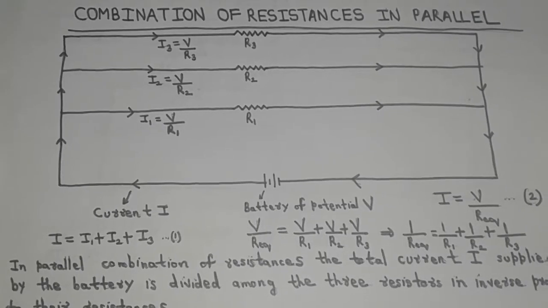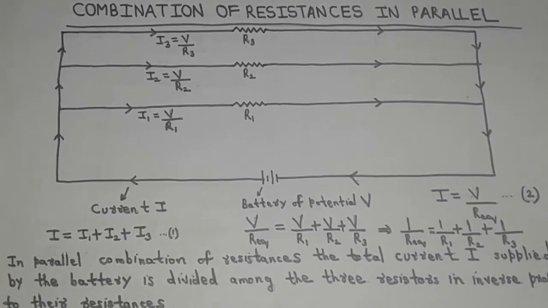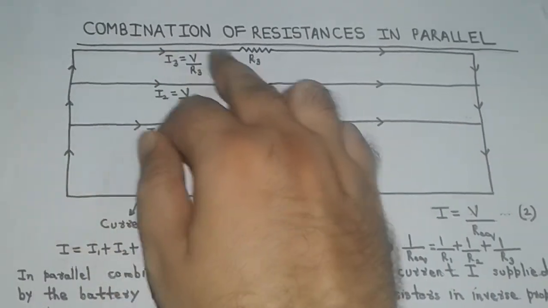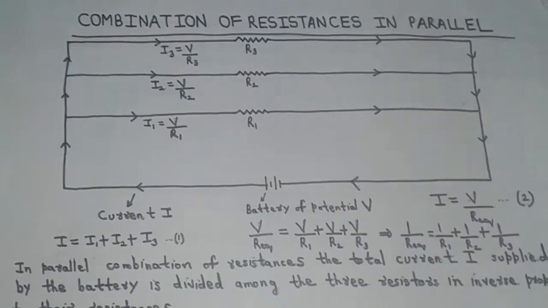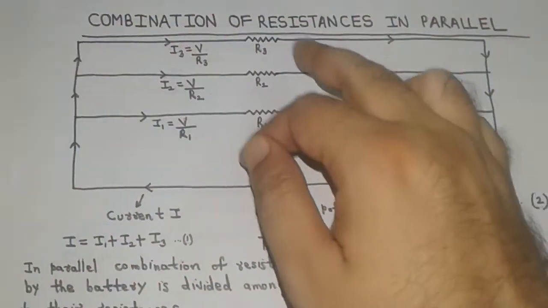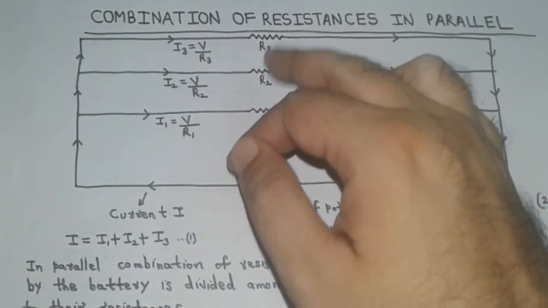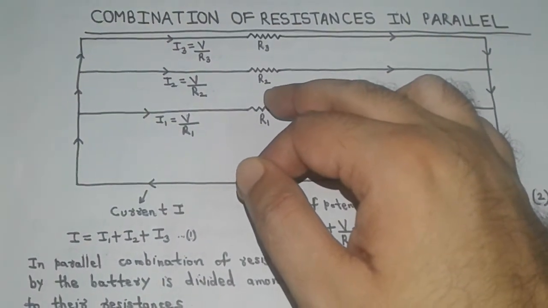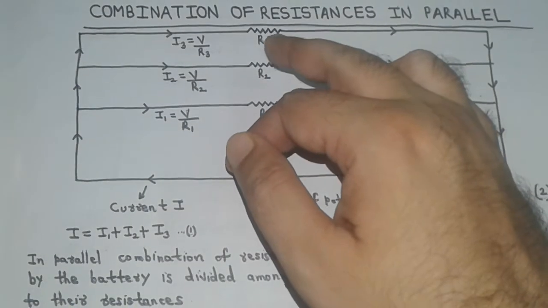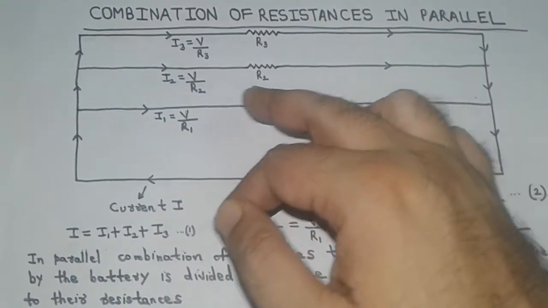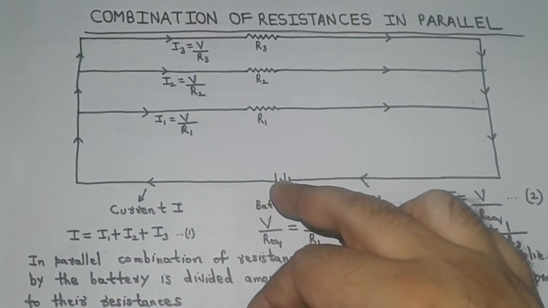Hello students, in this video we will discuss combination of resistances in parallel. Let us consider three resistors with resistances R1, R2 and R3 connected in parallel across a battery of potential V.